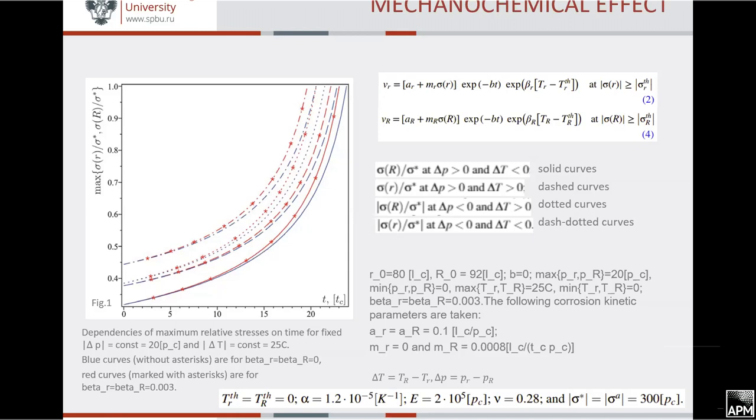And when we have fixed pressure difference and temperature difference, the life of the shell is always less than in the opposite case, irrespective of where the maximum stress is reached. We can see in this figure that the blue curves without asterisks grow a little more slowly than the red curves with asterisks. It is because the blue curves actually don't consider the temperature effect: beta for the blue curves is zero and beta for the red curves is not zero.